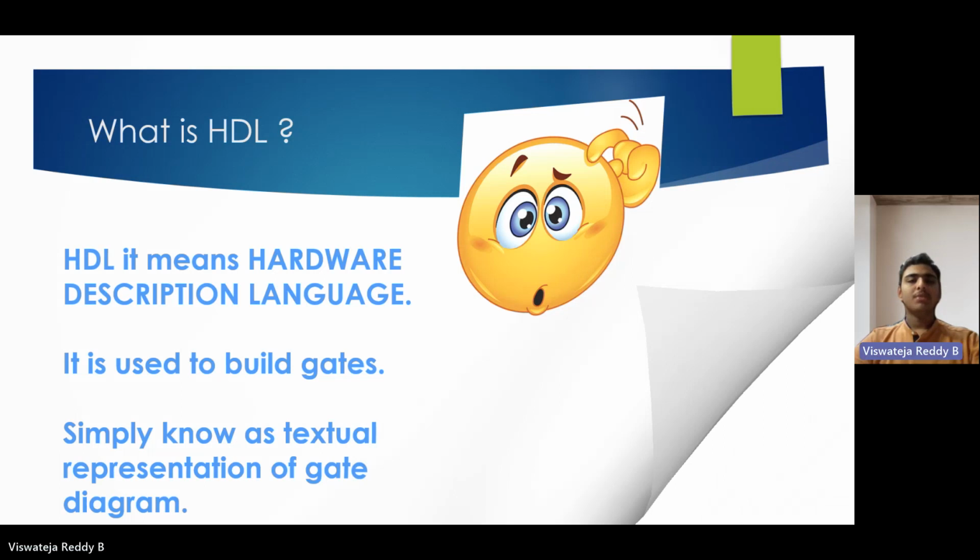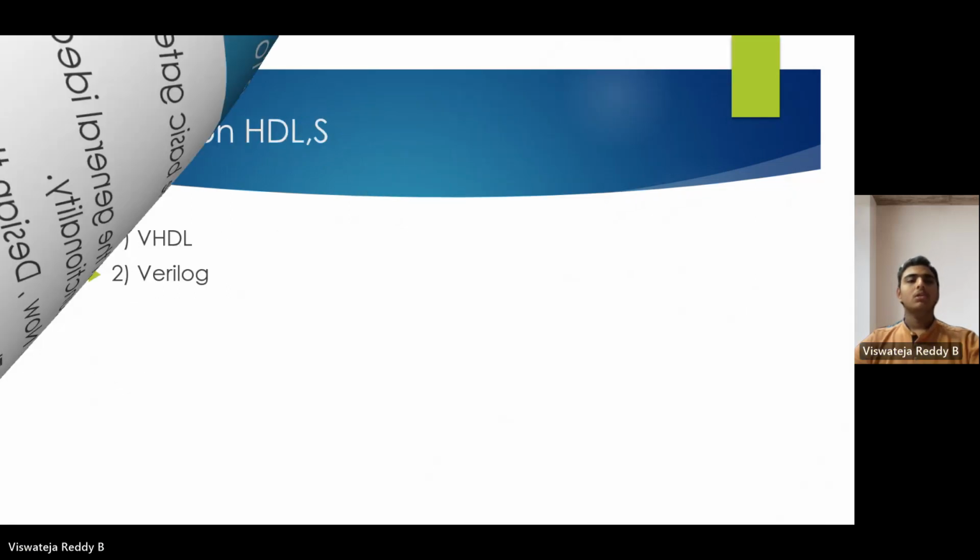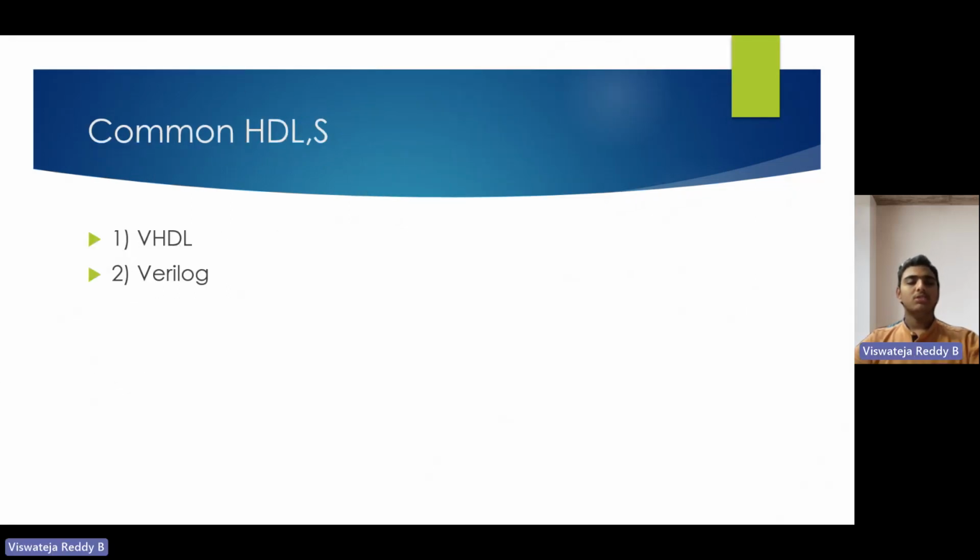The steps required to go from requirements to implementation. First of all, we need to draw the basic gate diagram and the truth table. With this, you can get the general idea about the gate functionality. Then we can design the required gate diagram, then write the HDL code to implement the logic gate. Some of the common HDLs are VHDL and Verilog. Verilog is one of the most powerful HDL forms.